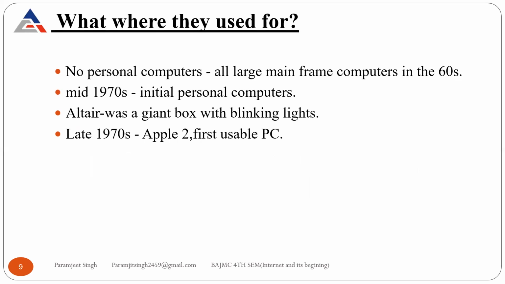So what were they used for? At that point of time, they were not used for personal computers. They were used for mainframe computers in the 60s only. In the mid-1970s, personal computers started to be manufactured for people. But before that, it was only for military purposes, for communicating with each other. And the Altair was a giant box with blinking lights, which is a computer. And later in the 1970s, the Apple II, which was the first reusable PC for the people, was invented.